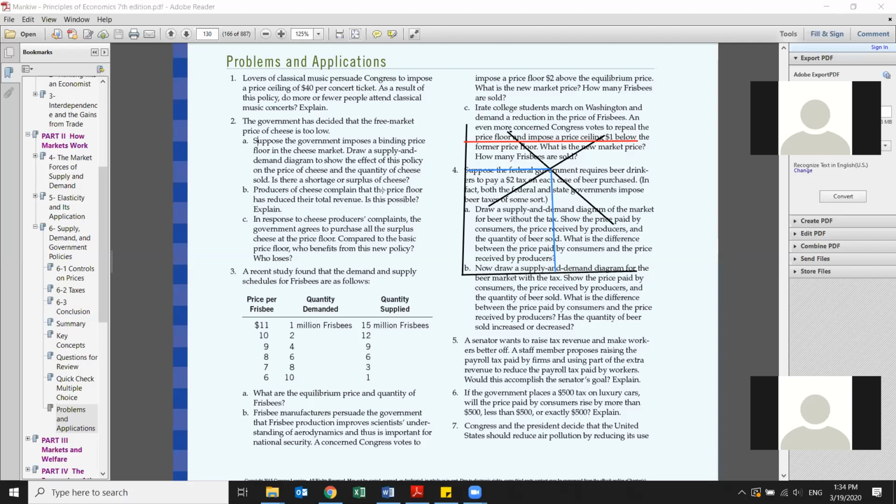The producers of cheese complain. So if the demand is elastic and the price floor has been set above the equilibrium, there will be a surplus. But read the question again. Producers of cheese complain that the price floor has reduced their total revenue. Is it true or not? A small change in the price, a big change in the demand will reduce total revenue. That's true, Arujan. Is it possible?